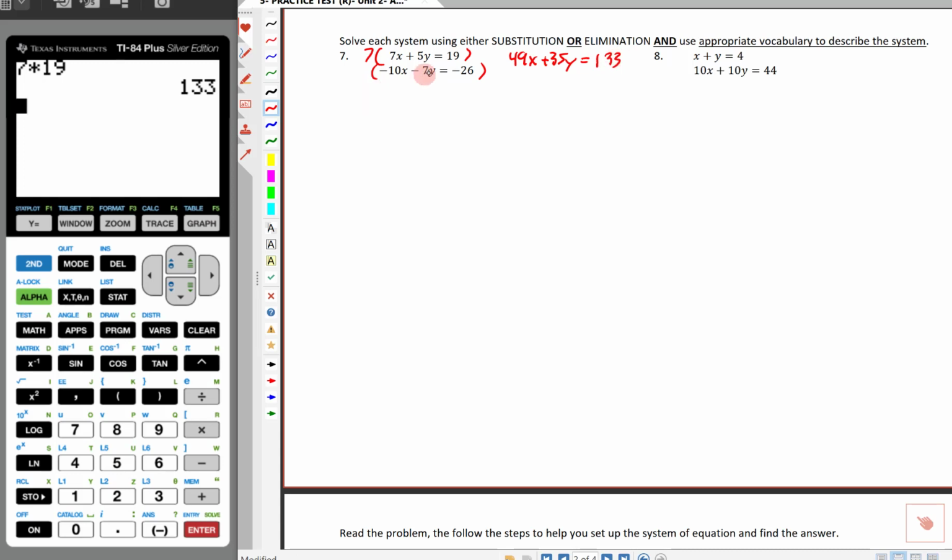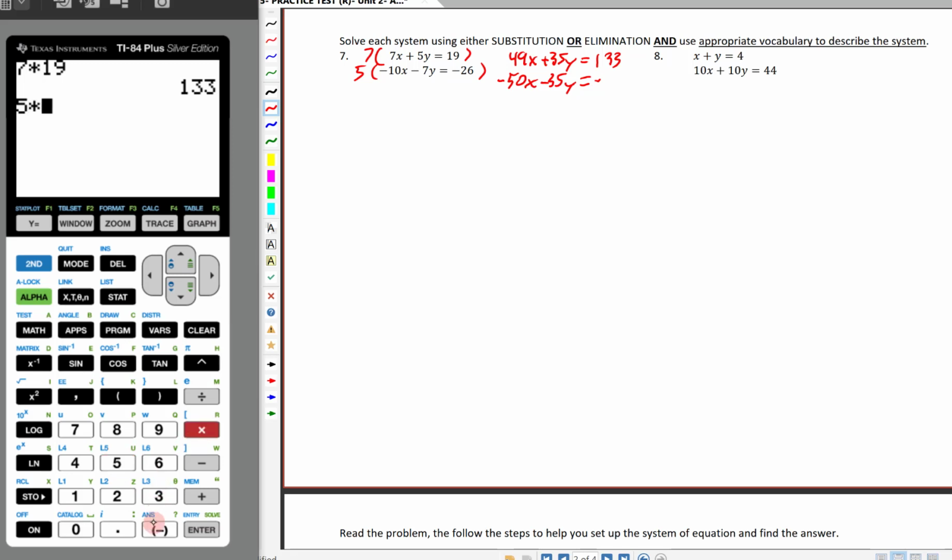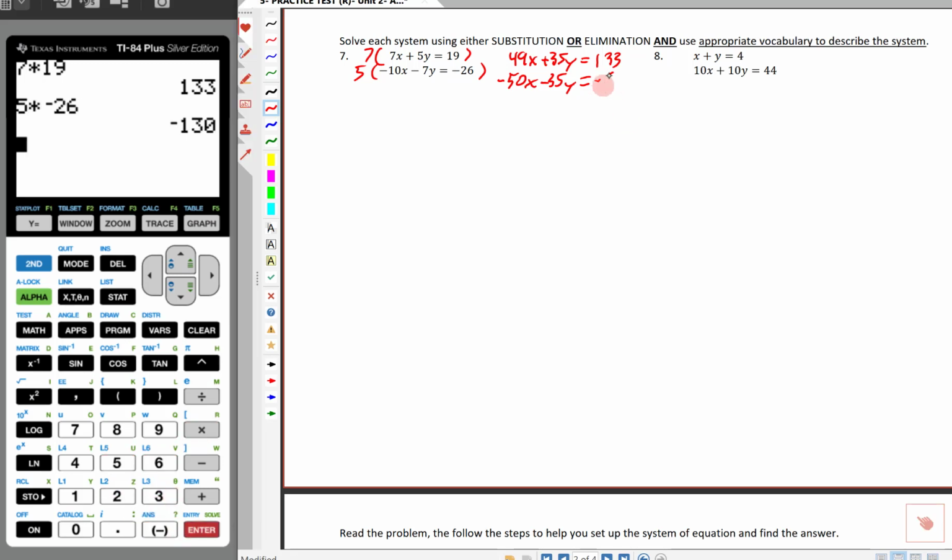Remember, we want to turn this into a negative 35. So we're going to multiply by 5. Hopefully that's a little bit easier. So this is going to be a negative 50x, a negative 35y. And then on the other side, I've got 5 times negative 26. Well, I know that's going to be negative, but let's just double check on the calculator. 5 times negative 26. So we end up with negative 130. So negative 130 here. Now I've got something that I can just eliminate.